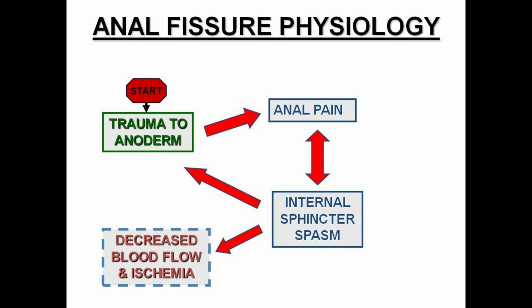Sphincter spasm leads to decreased blood flow, or ischemia, to the muscle and the tissues, specifically the lining of the anal canal, or anoderm. This decreased blood flow is hard to deal with and hard to treat with either medical means or surgical techniques.